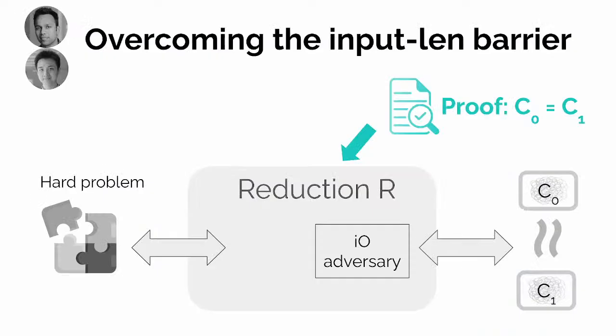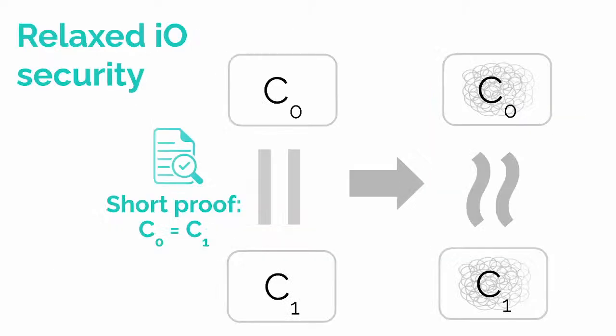And Zhenzhong and Abhishek, they have this blueprint. They are going to just let the reduction know the proof of equivalence. And formulated in another way, we are going to relax I/O security. Instead of requiring indistinguishability for any two functionally equivalent programs, we only require indistinguishability if these two programs have a succinct proof of equivalence.